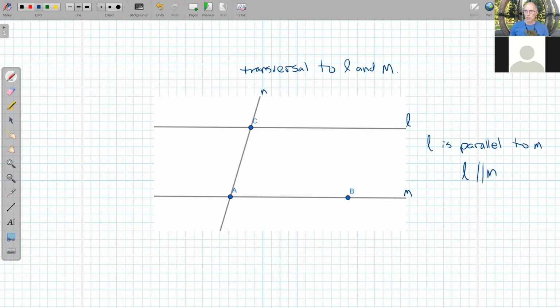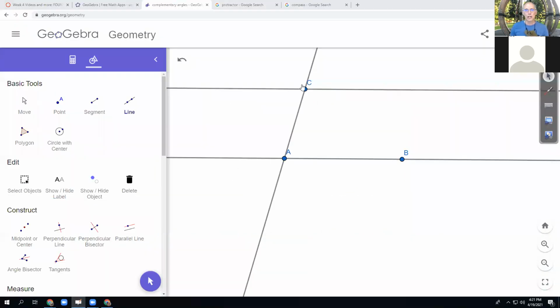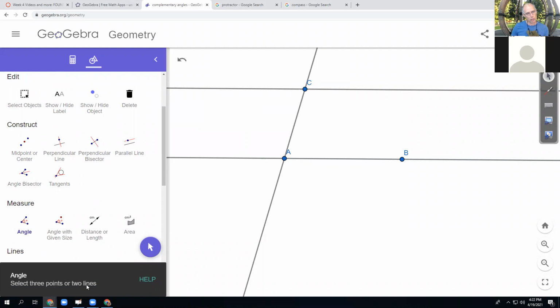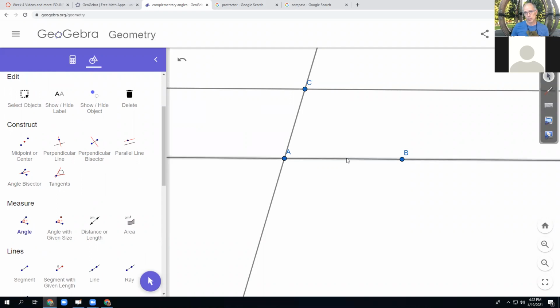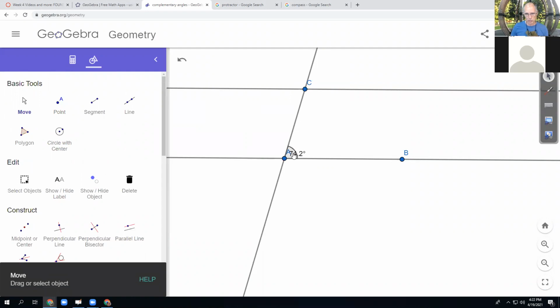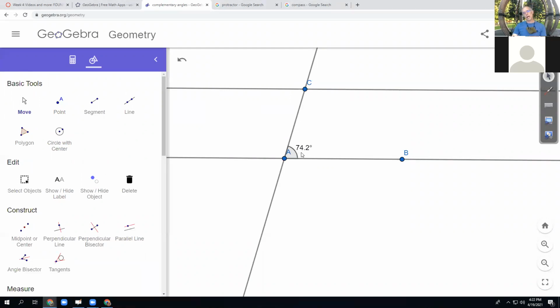So let's play with our transversal here and some angles. Angle tool, find it. Let's see, measure angle. And I've been selecting 3 points, but it also says you could select 2 lines. So I could select what I was calling line M here, and then select line N here, and it will find me that angle there. And on yours, you should have a slightly different angle. Often that number appears in not the best location, so you can always move it to see it better. So I got an angle of 74.2. That's the angle I found there.